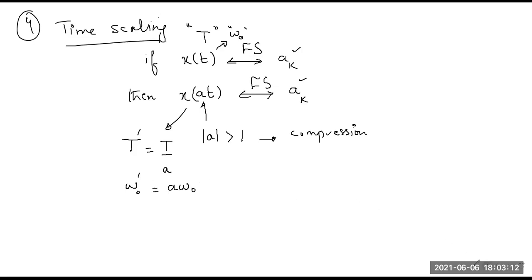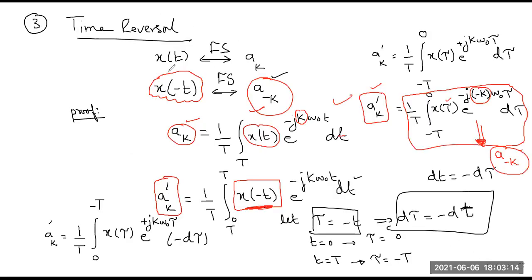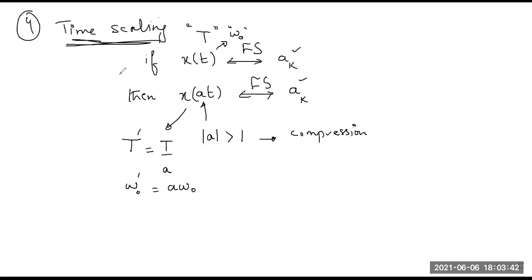Now, let me go back and compare this situation with time reversal. When you perform time reversal, the period of the signal doesn't change. If this signal's period is capital T and its fundamental frequency is omega naught, then the time reversed signal x of minus t will also have the same period, and as a result, its fundamental frequency will also remain the same. But now you can see that when you apply this operation, the time period will change, as well as omega naught dash, the fundamental frequency, will change.